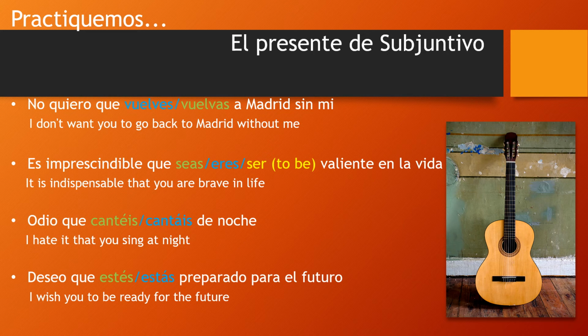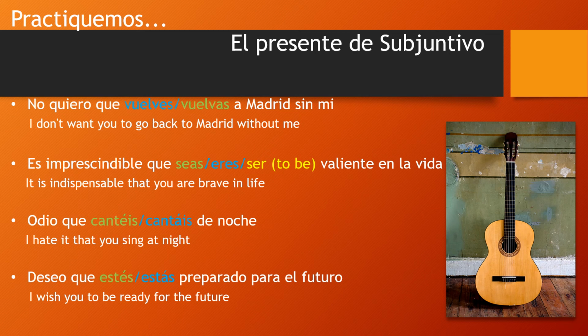Odio que cantéis de noche. It is my opinion. I hate it that you sing. Again, depending on you. And odio que, well, it's more suitable, subjunctive. I'm open to the possibility that you don't sing if I'm saying this. If I use the indicative, odio que cantáis is a fact that you sing at night and that I hate it, and it's not going to change. It's less open to possibilities, future possibilities. It's more of a statement right now. That's the indicative, and the difference between indicative and subjunctive here is more clear.